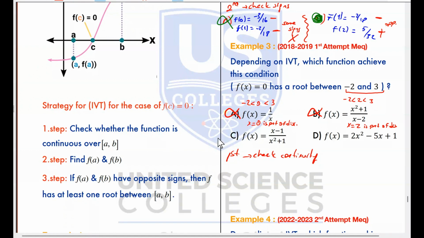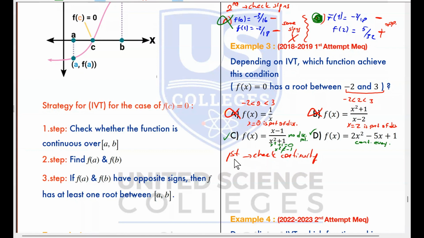Option C, f of x equals x minus 1 over x squared plus 1. Check denominator, x squared plus 1. There is no value that makes denominator 0. When x squared plus 1 is 0, x squared is minus 1, which is impossible, so no point of discontinuity. So this checks, it is continuous everywhere. Option D, polynomial, continuous everywhere. So our answer is either C or D.